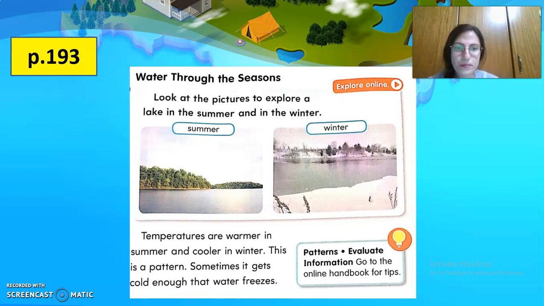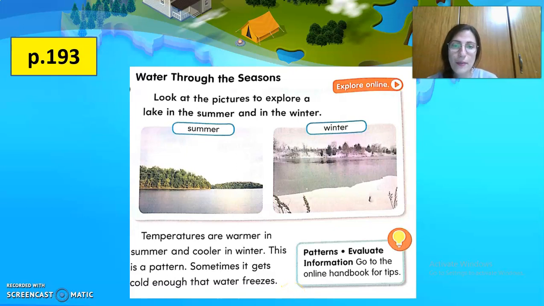Clear? If it is made of fresh water, it will freeze completely. Let's read together. Temperatures are warmer in summer and cooler in winter. This is a pattern. Sometimes it gets cold enough that water freezes. So when we say a pattern, something that is repeated, I'm going to read it one more time, then I'm going to explain. Temperatures are warmer in summer and cooler in winter. This is a pattern. Sometimes it gets cold enough that water freezes.